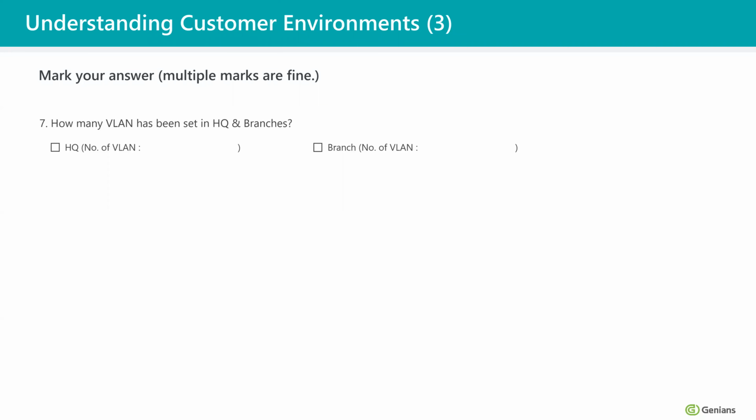Seventh question, how many VLANs have been set in the headquarters and the branch? If there is a branch in the company and it should be managed, please check how many VLANs are configured between the headquarters and its branch. With this fact, we can design how to deploy the network sensor on each site.